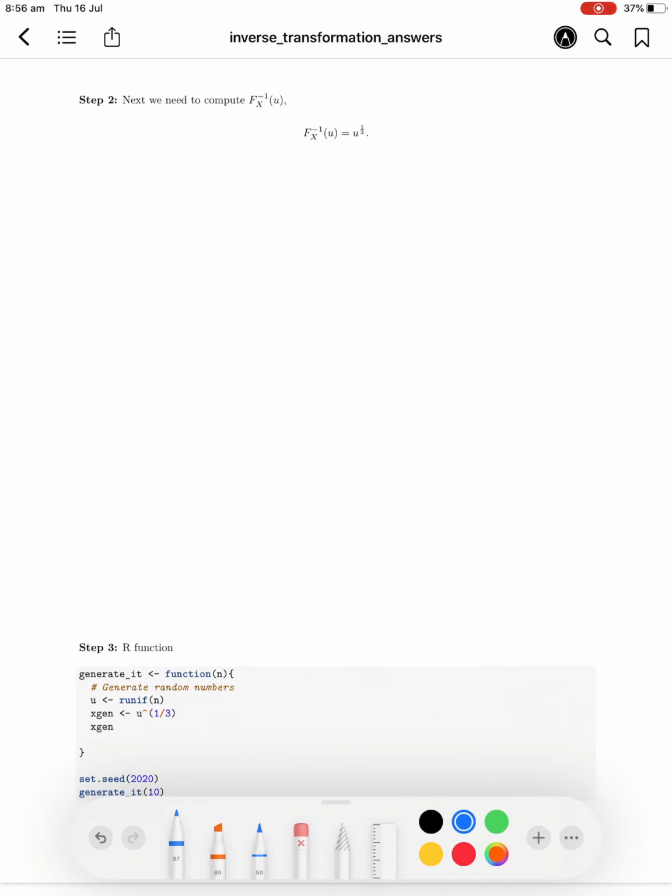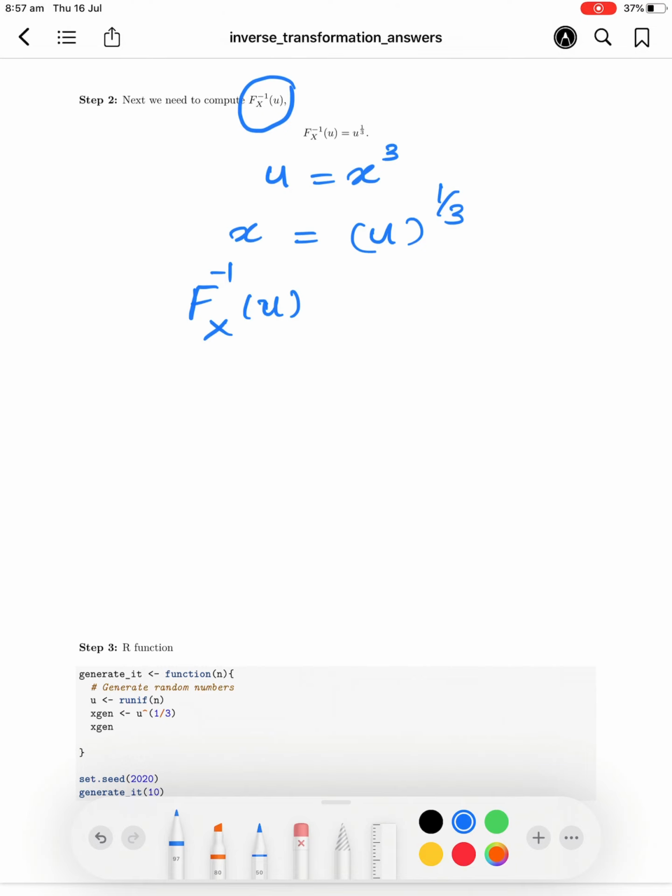The second step is you need to compute f_X inverse of u. For that, you have to substitute u equals x cubed, and here you have to solve this equation for x. Now you can write f inverse of u is equal to this.